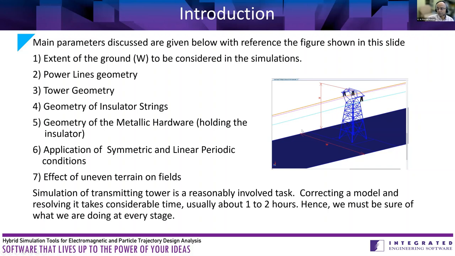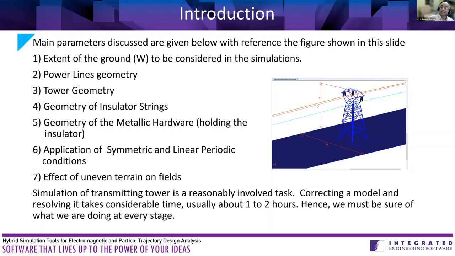Because the towers are erected right on the ground, and the ground is infinitely long, practically very big, we cannot put all that width. What is the extent we have to include in the simulation, so that whatever calculations we do in the field calculations, they're right? The second parameter is the power line geometry, the lines themselves, and how to simulate those lines.